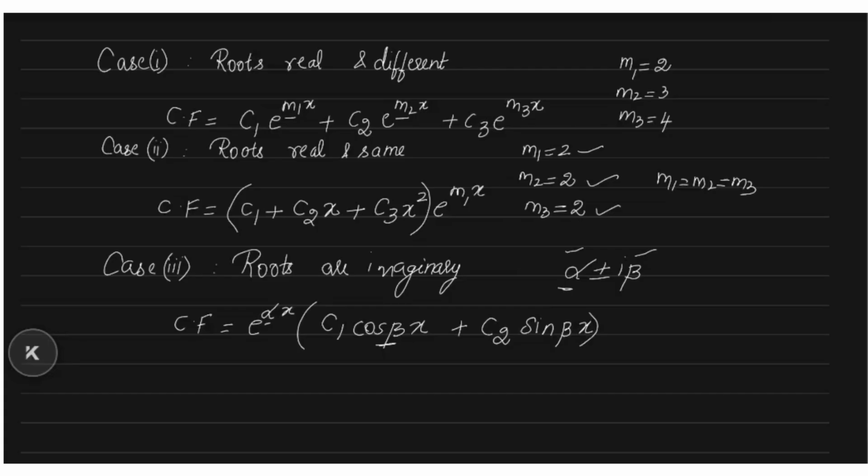The last case is where the roots are imaginary. What you have to remember here is, whenever you have an imaginary root, it will be a pair of imaginary roots. The real part will come outside and the imaginary part will be written along with the constant as a cos and a sine function.